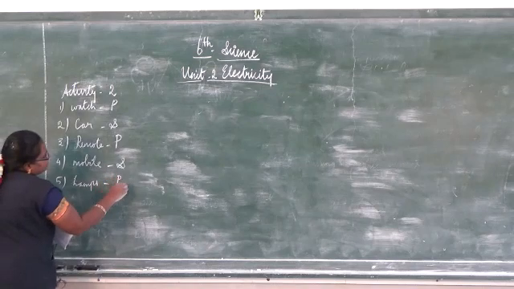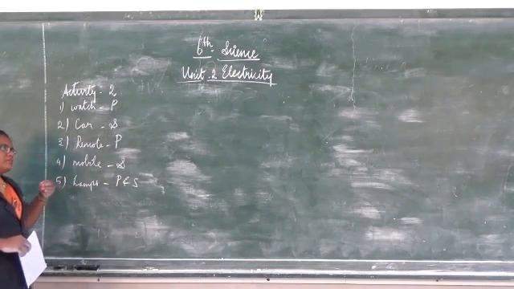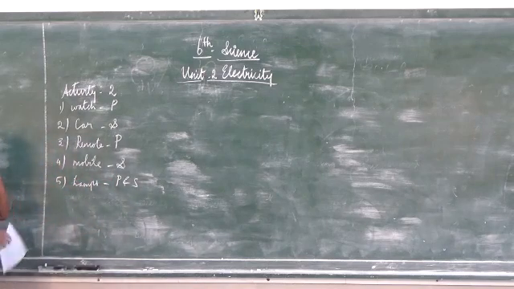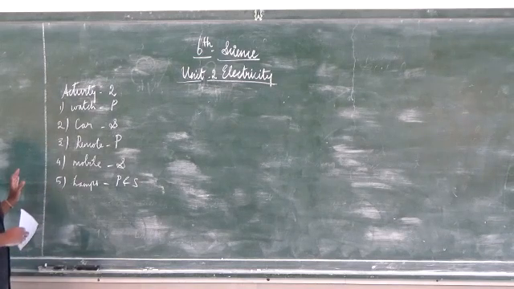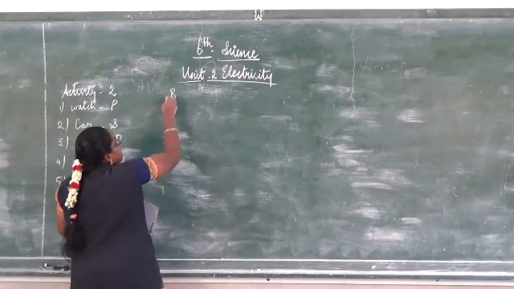Next is lamps. See, both primary and secondary we can use. Some of the lamps, we will throw off their cells. Some will be recharged and used. Most probably recharged. Understand? Next we are going to see the heading battery.